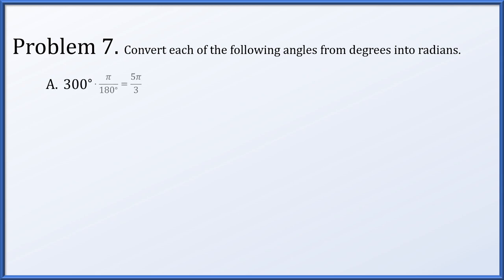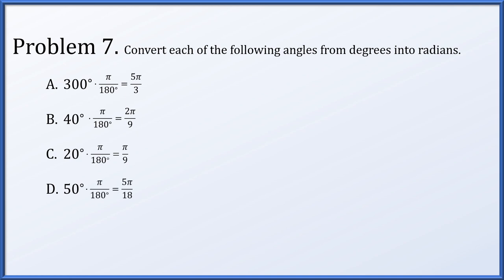So first, 300 degrees. To convert from degrees to radians, multiply by pi over 180, and this simplifies to 5 pi over 3 radians. 40 degrees, when you multiply by pi over 180, simplifies to 2 pi over 9 radians. 20 degrees, when you multiply by pi over 180, simplifies to pi over 9 radians. 50 degrees, again, all we have to do is multiply by pi over 180 and get 5 pi over 18 radians.